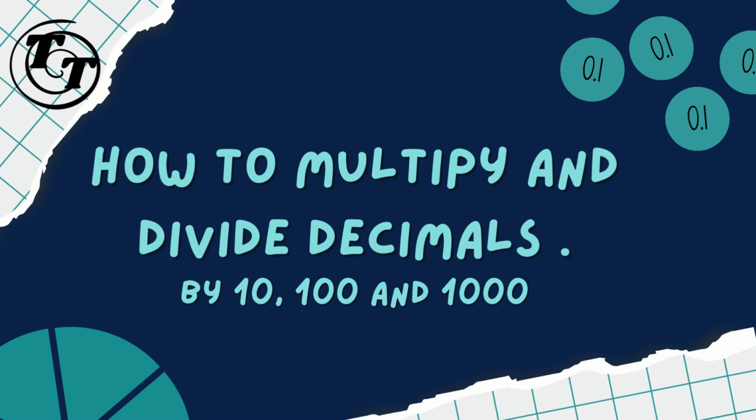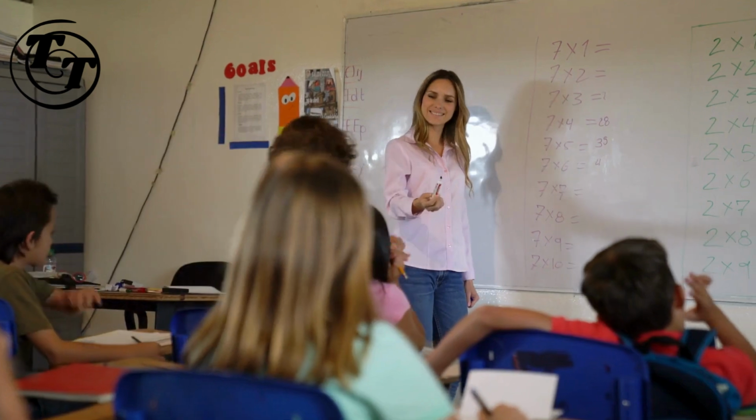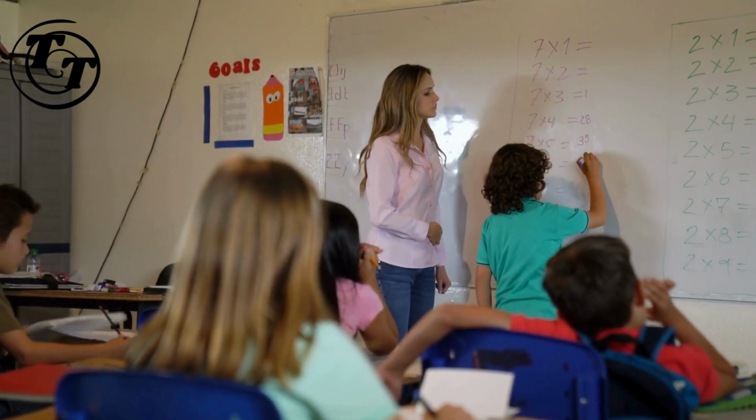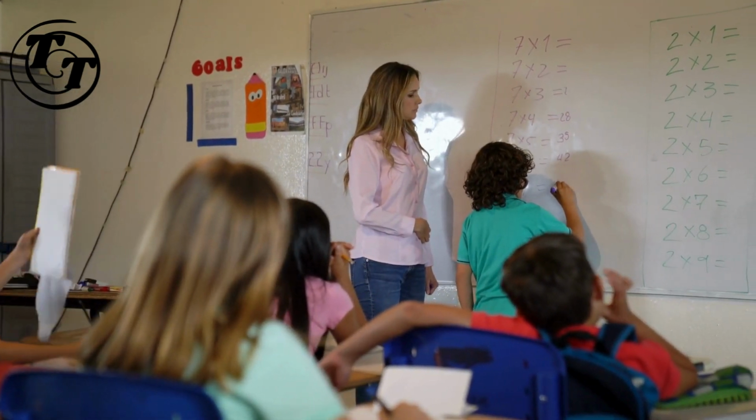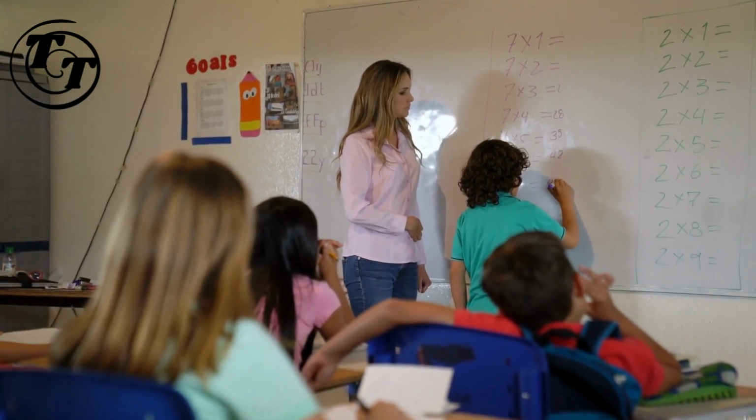Today we are talking about the useful skill of multiplying and dividing decimals by 10, 100, and 1000. This is a shortcut that is going to be super helpful for you. So let's start. First, let's talk about multiplying. It is all about moving the decimal point to the right.